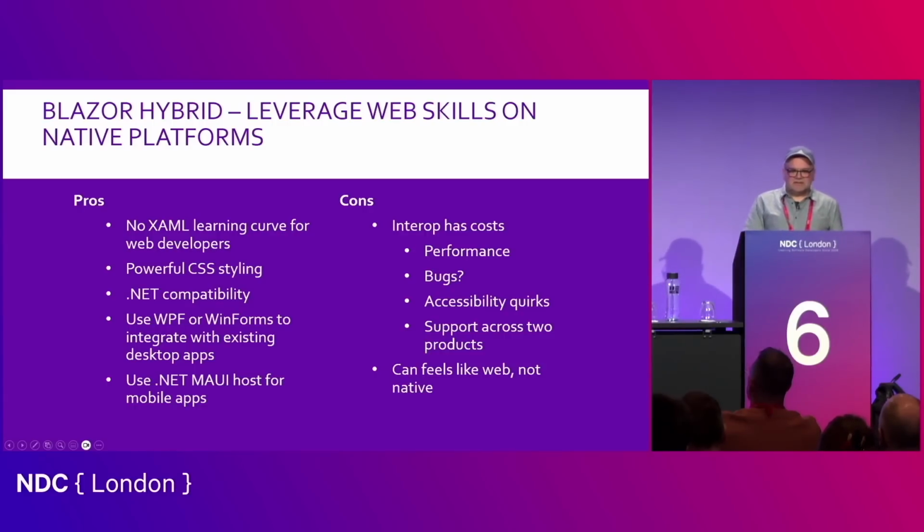So cons, there's usually interop costs when you do interop. You may not see them right away. Sometimes you have performance issues. If there's bugs, say, you kind of double your possible bug impact. So if there's a bug in WPF or MAUI, or there's a bug in Blazor, either one of those could impact you when you're using both of those.